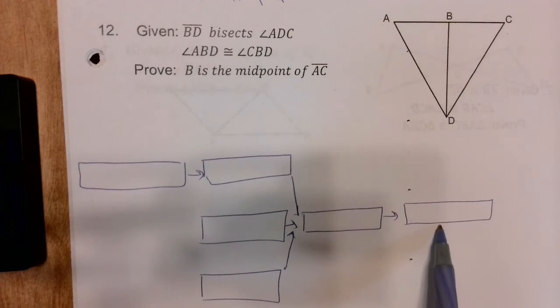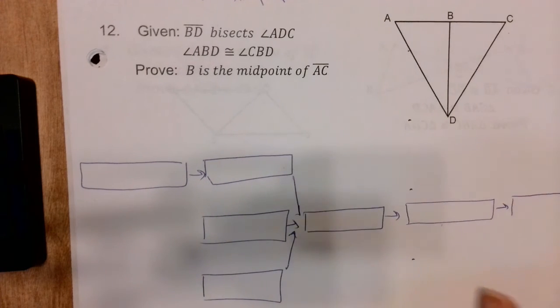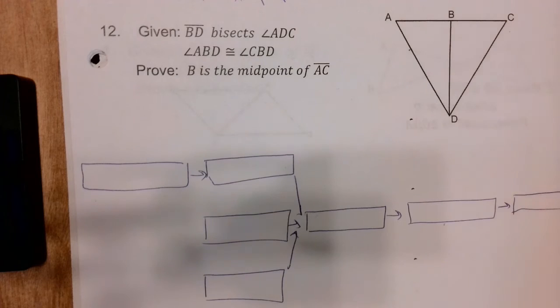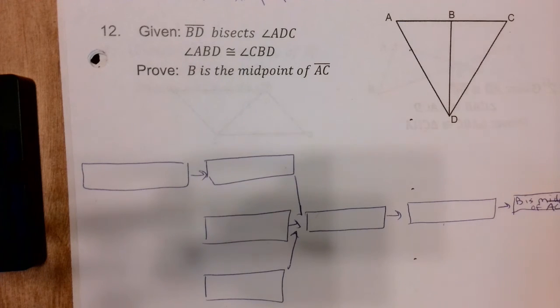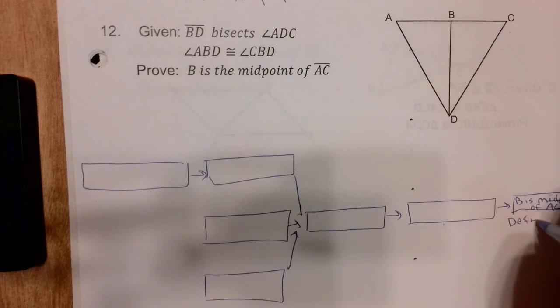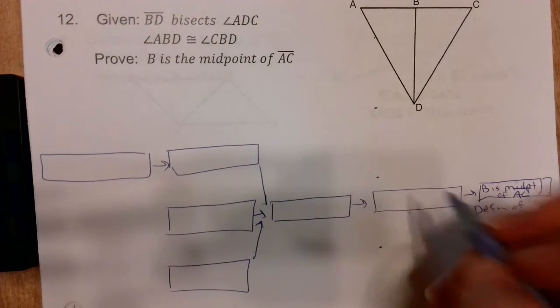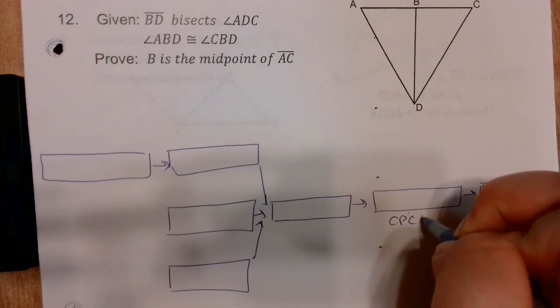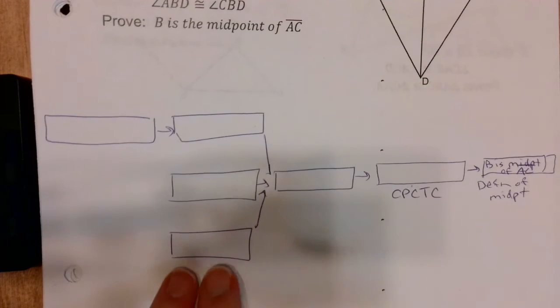So what about the second box? Well, this says midpoint, so it has to go in the third box. B is the midpoint of AC by definition of midpoint. That's actually probably where I would start. I would then know that underneath the second box is CPCTC. I personally usually do this one fairly early in the proof.